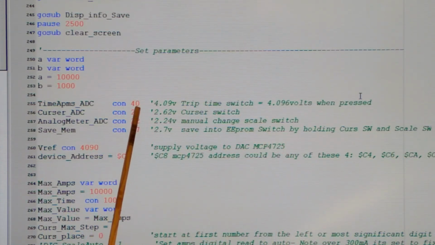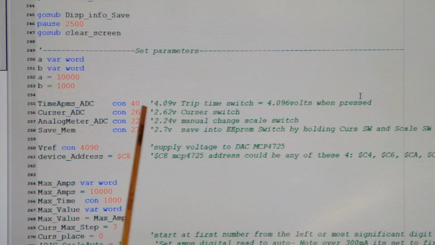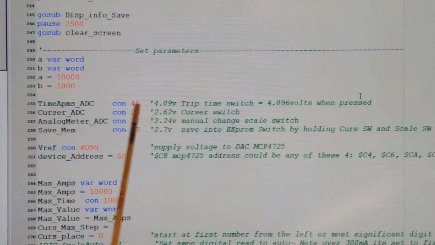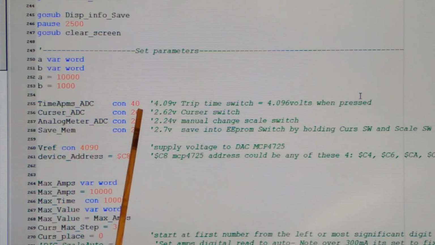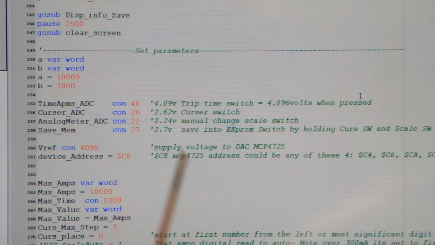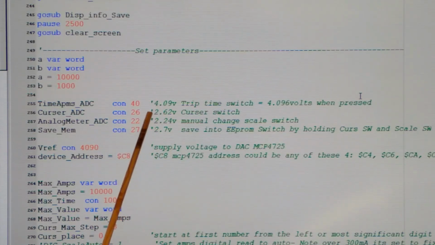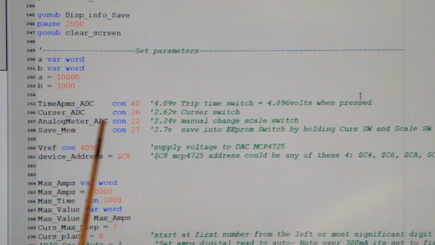And so to make it easier to read, I'm only reading the first 2 digits. Okay, let's say if it's gone 4 volts when you press the switch, 40. So when it comes to the calculation, I'm dividing that by 100. So I'm only reading the first 2 digits. So 40 means 4 volts, 26 means 2.6 volts, 22 is 2.2 volts, and 27 is 2.7.